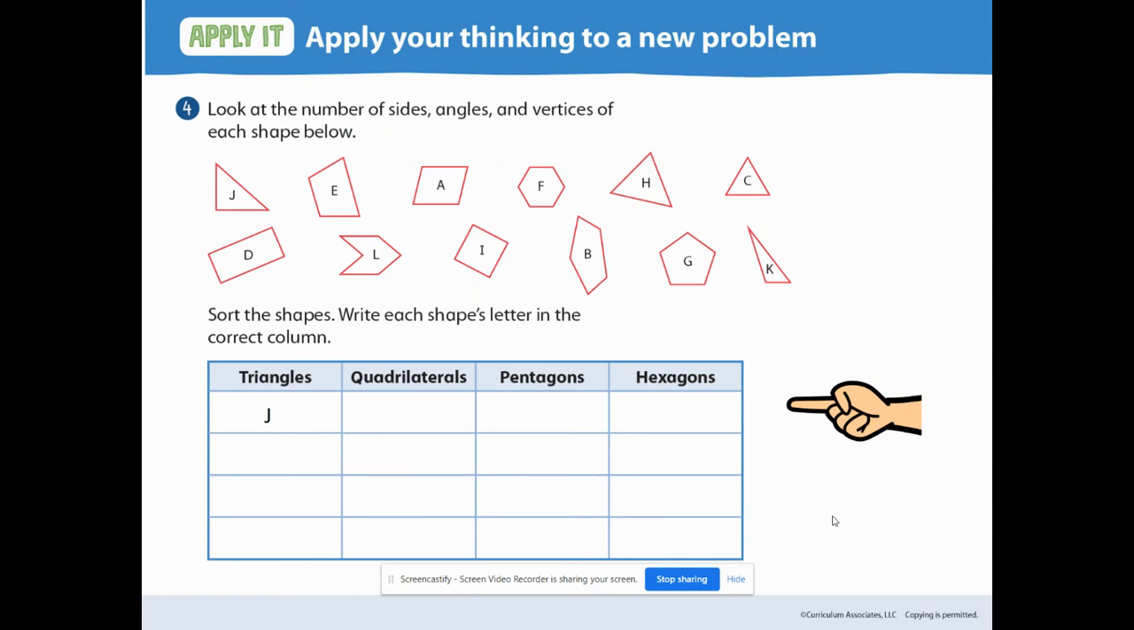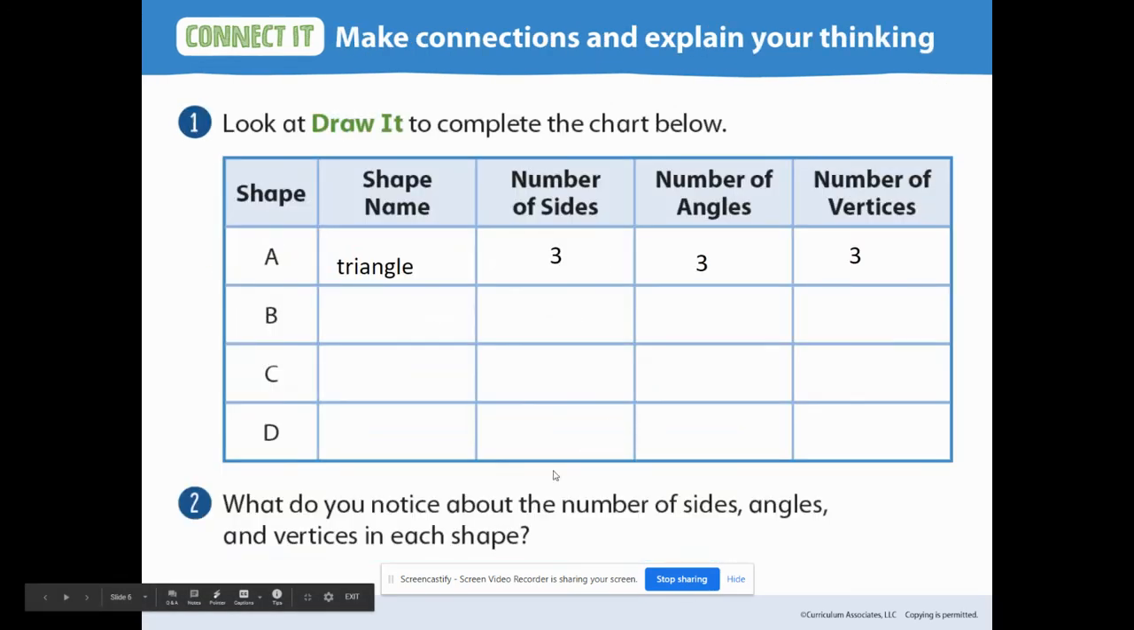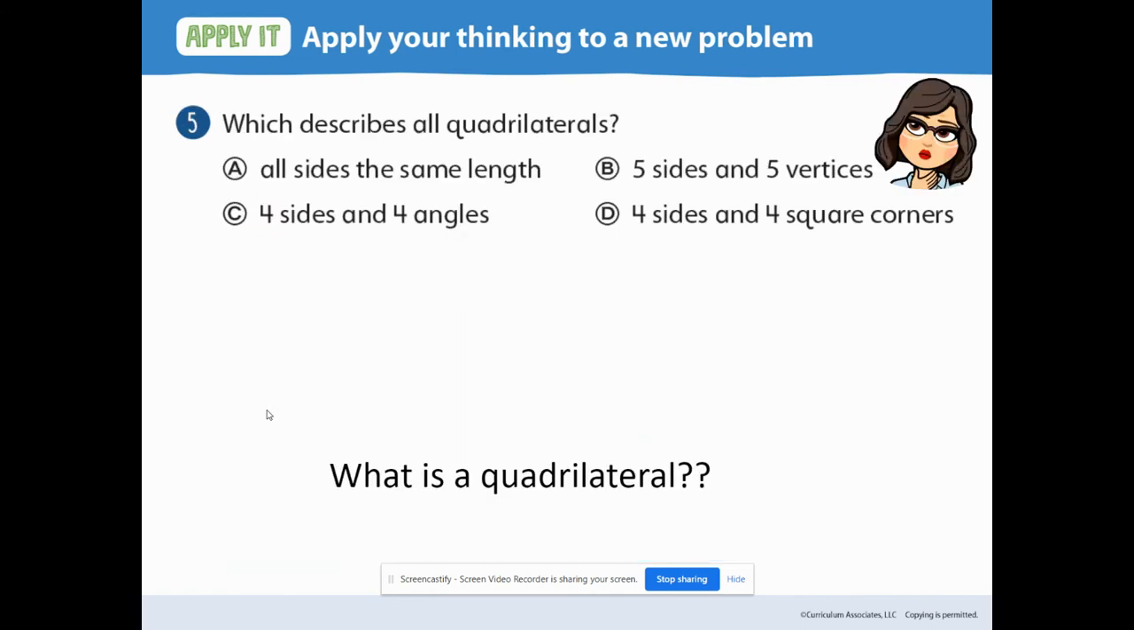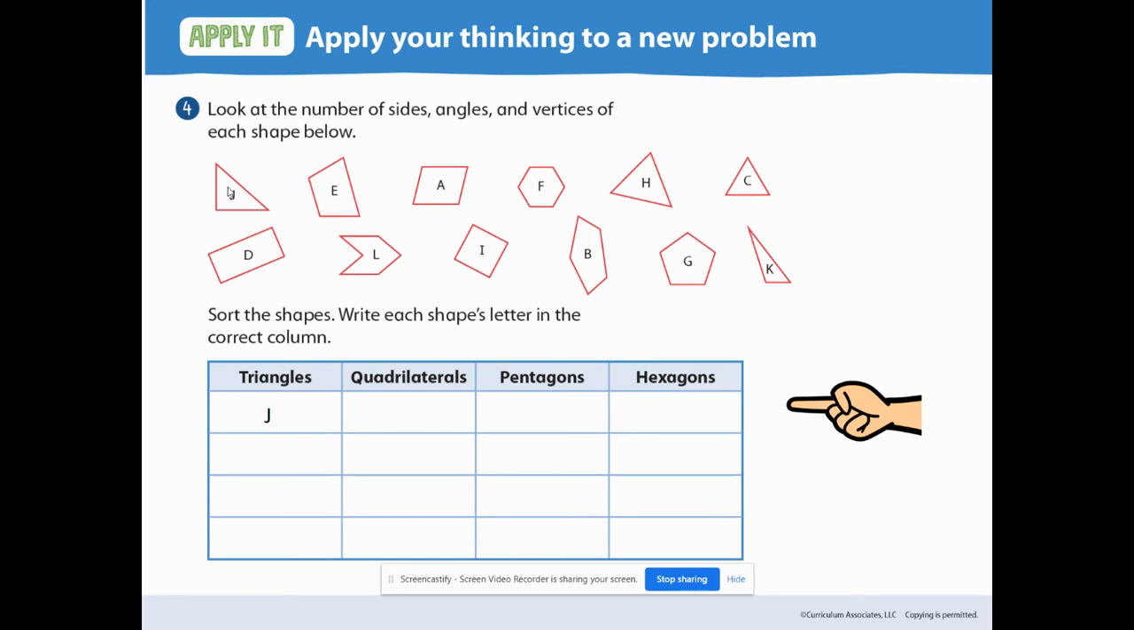All right, the next problem is you're going to organize some information. It says, look at the number of sides, angles, and vertices of each shape below. Sort the shapes and write each shape's letter in the correct column. So for example, for triangle, here's my triangle. I wrote letter J. So J is a triangle. How about a quadrilateral? It has 4 sides and 4 angles and 4 vertices. So let's see. D has 1, 2, 3, 4. 1, 2, 3, 4. I would put D here.